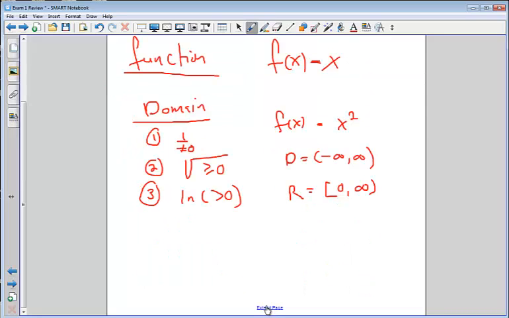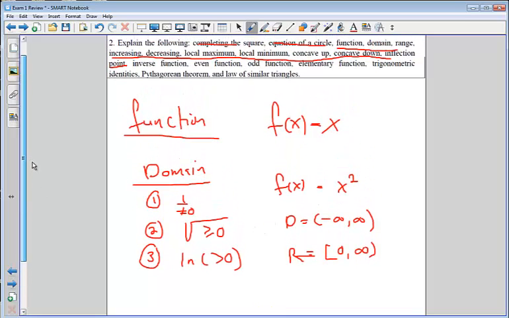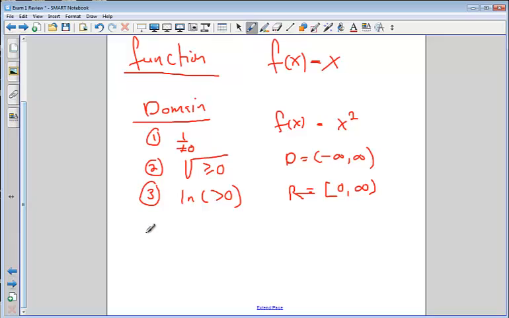And there are several other examples you can come up with formulas. Just remember domain, all possible inputs, range, all possible outputs. The next thing, how do functions change? Okay, so functions can increase, so they can go up, right, or they can go down. So they can either increase or they can decrease. If they increase and then decrease, we get what's called a local maximum.